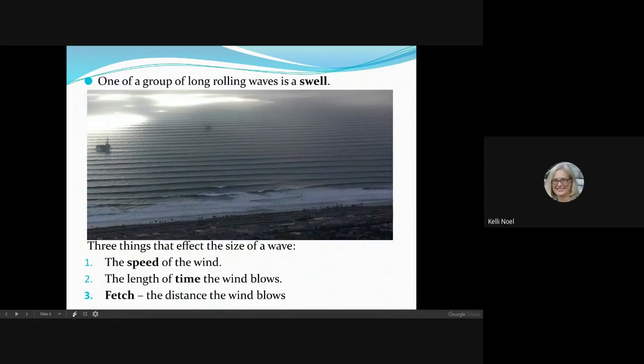One group of long rolling waves is a swell. So you had to put a definition for swell. It's a long rolling waves. So that's what you see in this picture. There are three things about the size of a wave that can affect it: the speed of the wind, the length of time the wind blows, and something called fetch, which is the distance the wind blows. So you need to have those three things in those blanks.